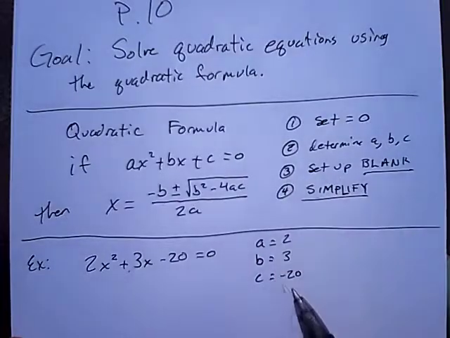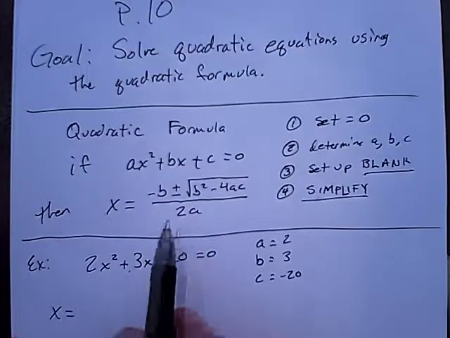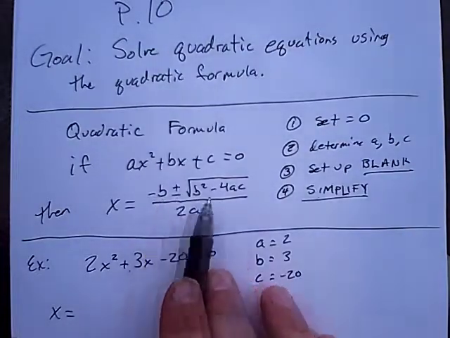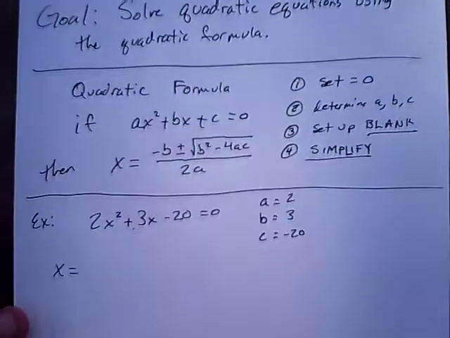Now I want to set up my blanks, and here's what I mean by that. x equals, everywhere I have an A, B, or C in the formula, I'm going to put blank parentheses.